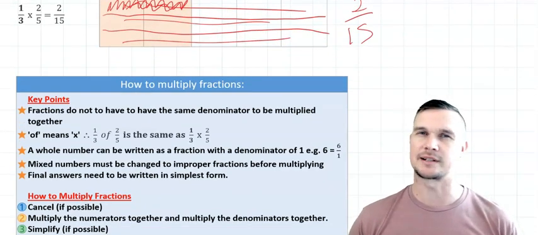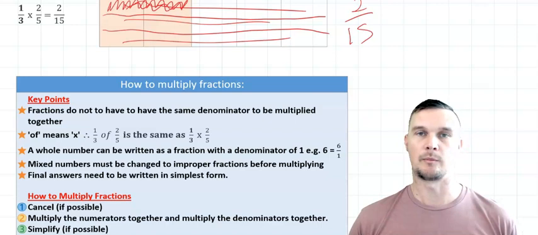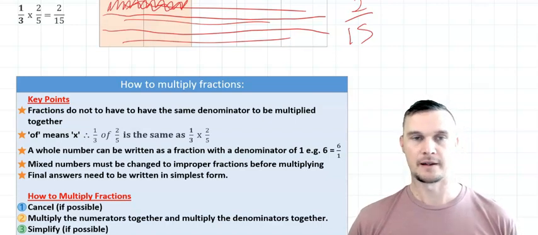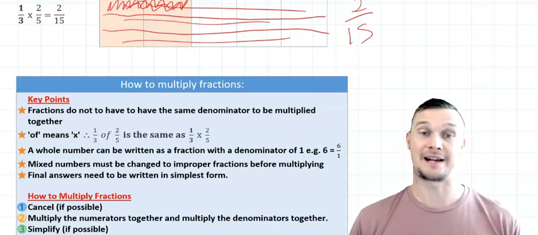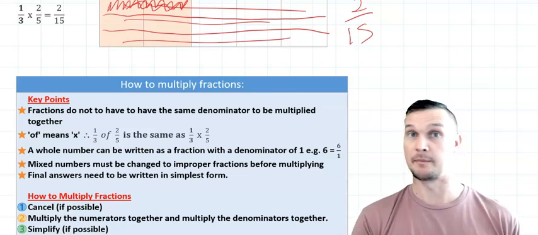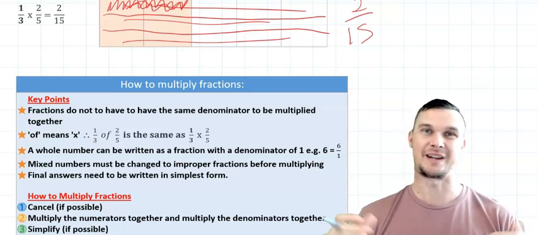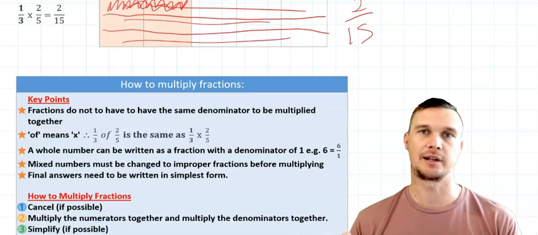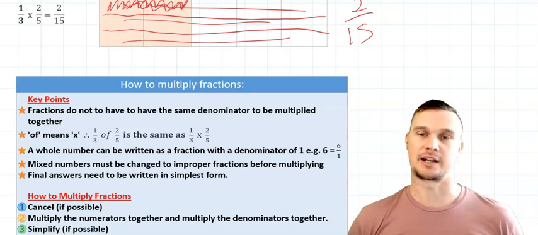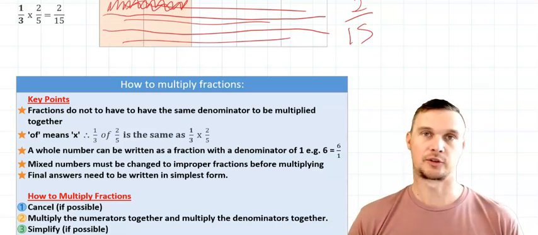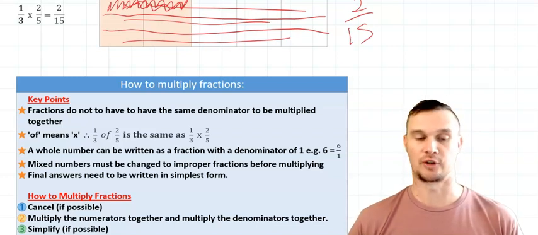I'll get you to write down, before we begin, a couple of key points that we need to understand when we're multiplying fractions. The first is that fractions do not have to have the same denominator when they're multiplied. When we did addition and subtraction, we had to have the same denominator before we could do anything. That doesn't apply to multiplication. We can just multiply two fractions together, and they don't need to have the same denominator.